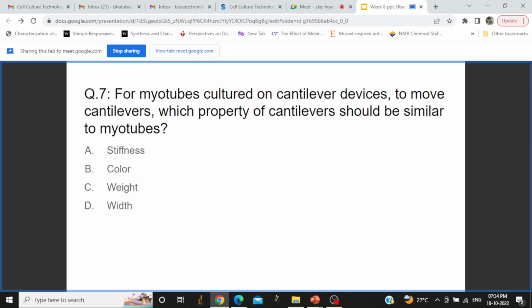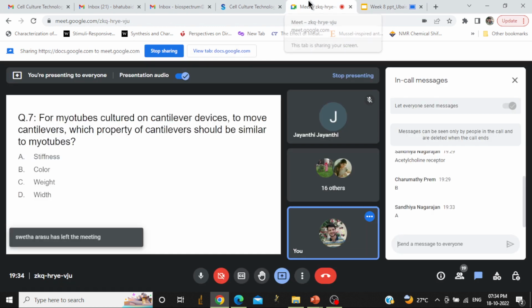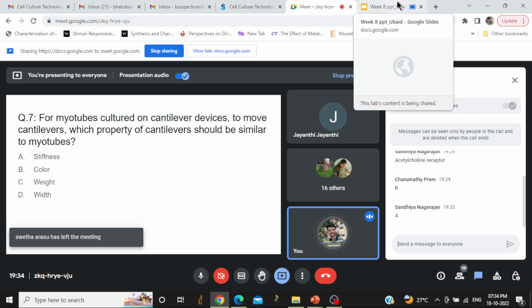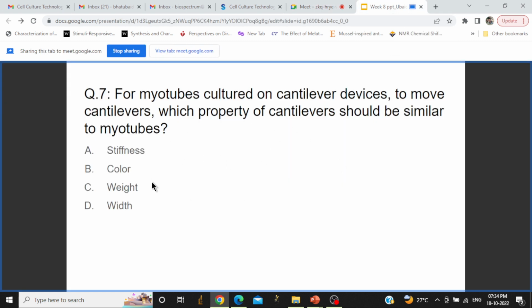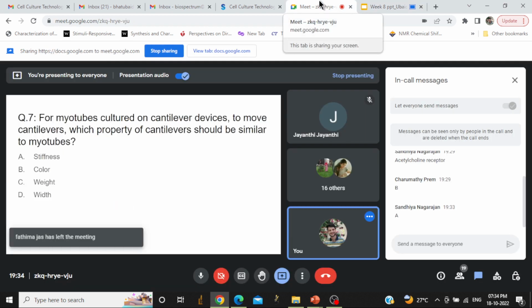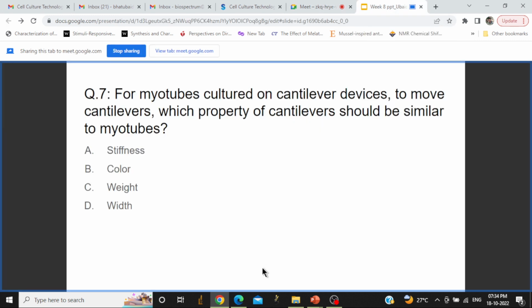So, what properties should this cantilever have so that it can be used? Actually, what properties of the material from which this cantilever is made should be similar to myotubes? Four answers are given. A is stiffness, B is color, C is weight, and D is width. Anyone? Yes. So the answer is stiffness.